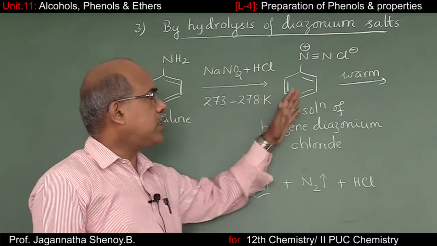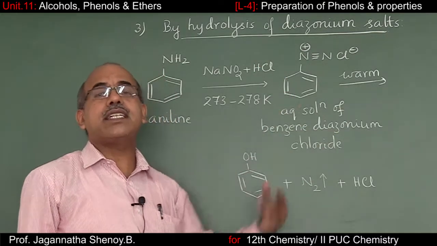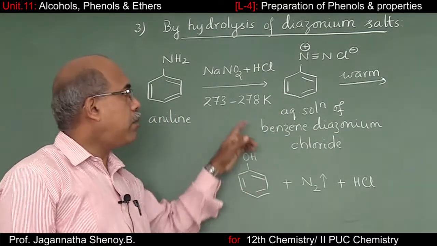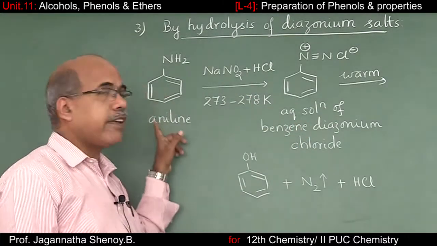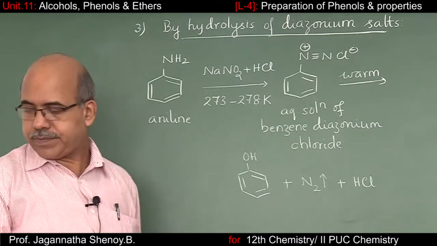In this reaction, the condition is you just need to warm it, or increase the temperature above 10 degrees Celsius. We get phenol. But how do we get benzene diazonium chloride? It is obtained starting from aniline by a process called diazotization.